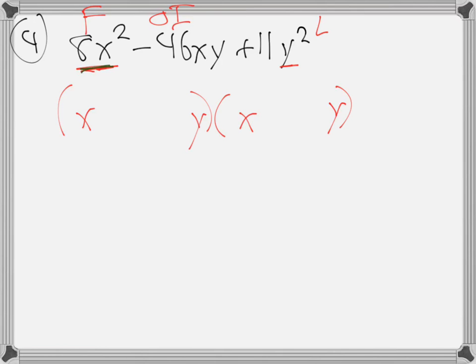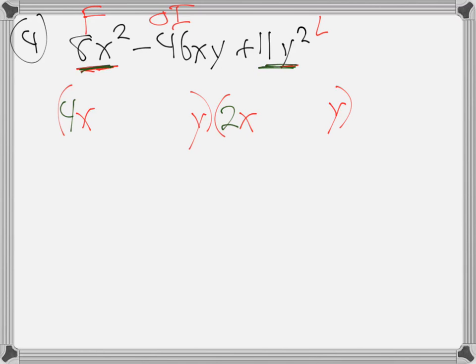So what times what makes 8x squared? 4x, 2x, right? Probably 4 and 2, not 8 and 1. Just a second, let me finish this up. I'll be around. So 4 and 2 to make 8. Now, let's go to the back.